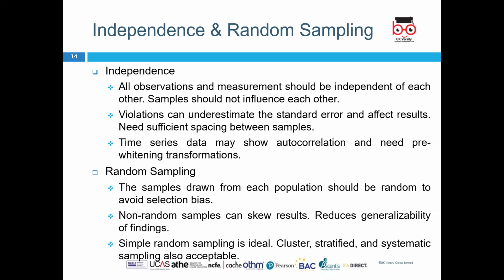Then we have random sampling. Random sampling is one of the most important characteristics and assumptions in an ANOVA test. This means that the samples drawn from each population should be random to avoid selection bias. Any non-random sample can skew the results and reduce generalizability of the findings. Simple random sampling is ideal, although cluster and stratified sampling can also be used for this test.